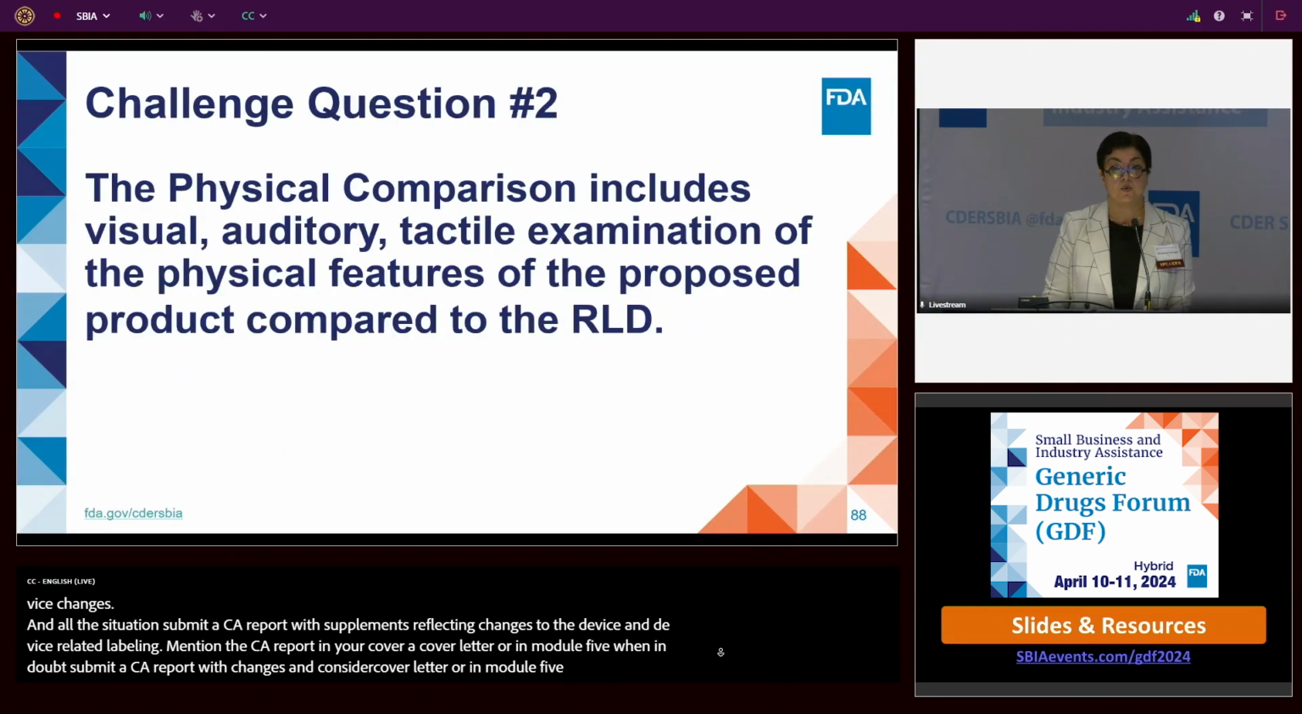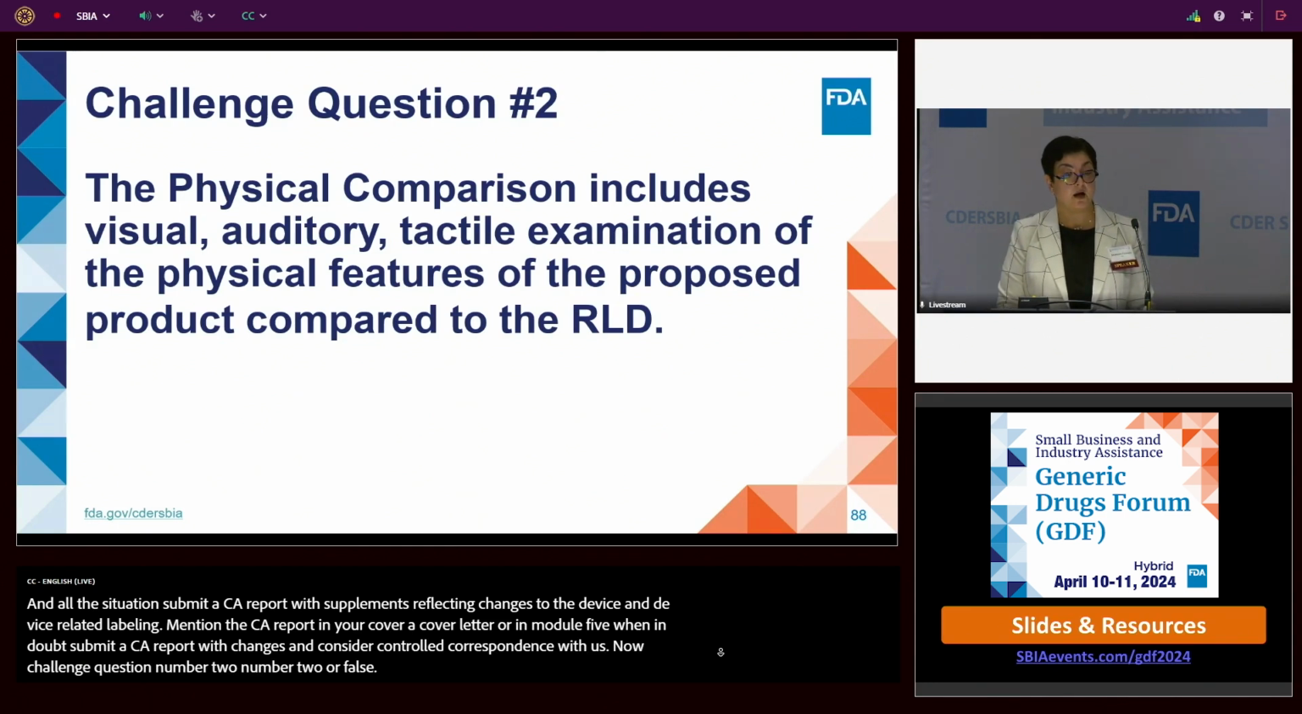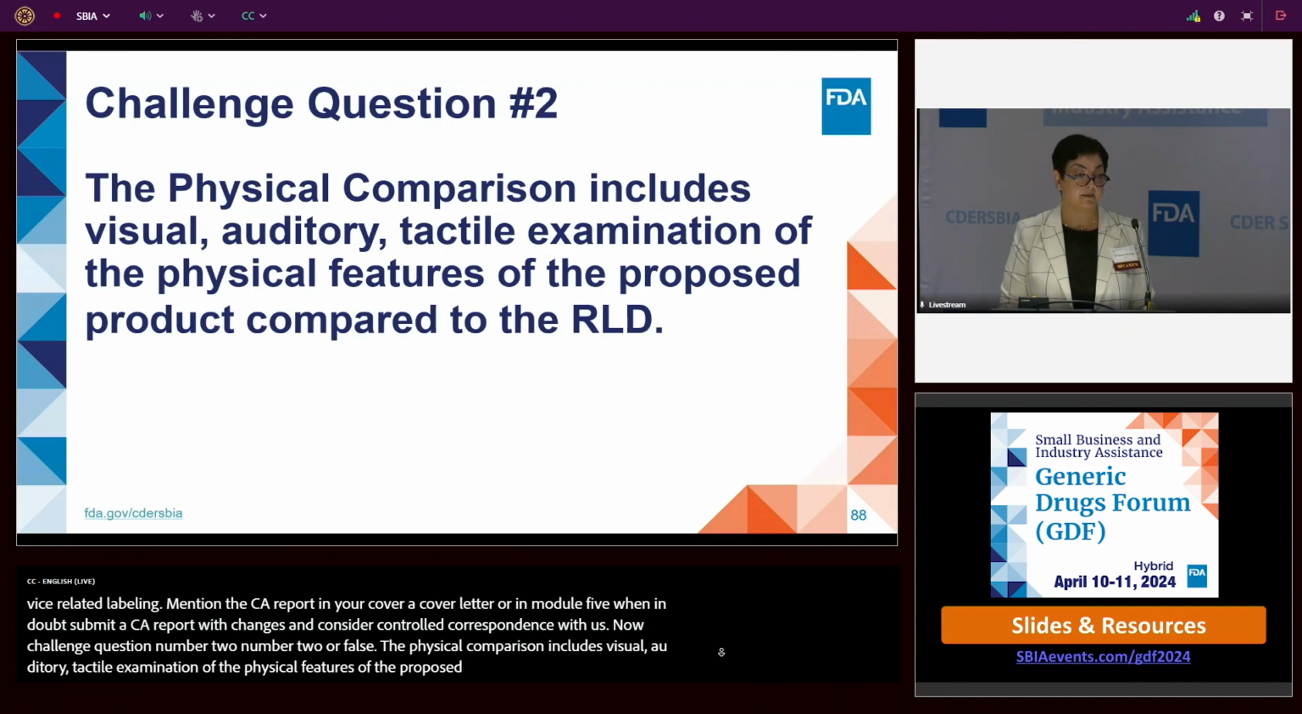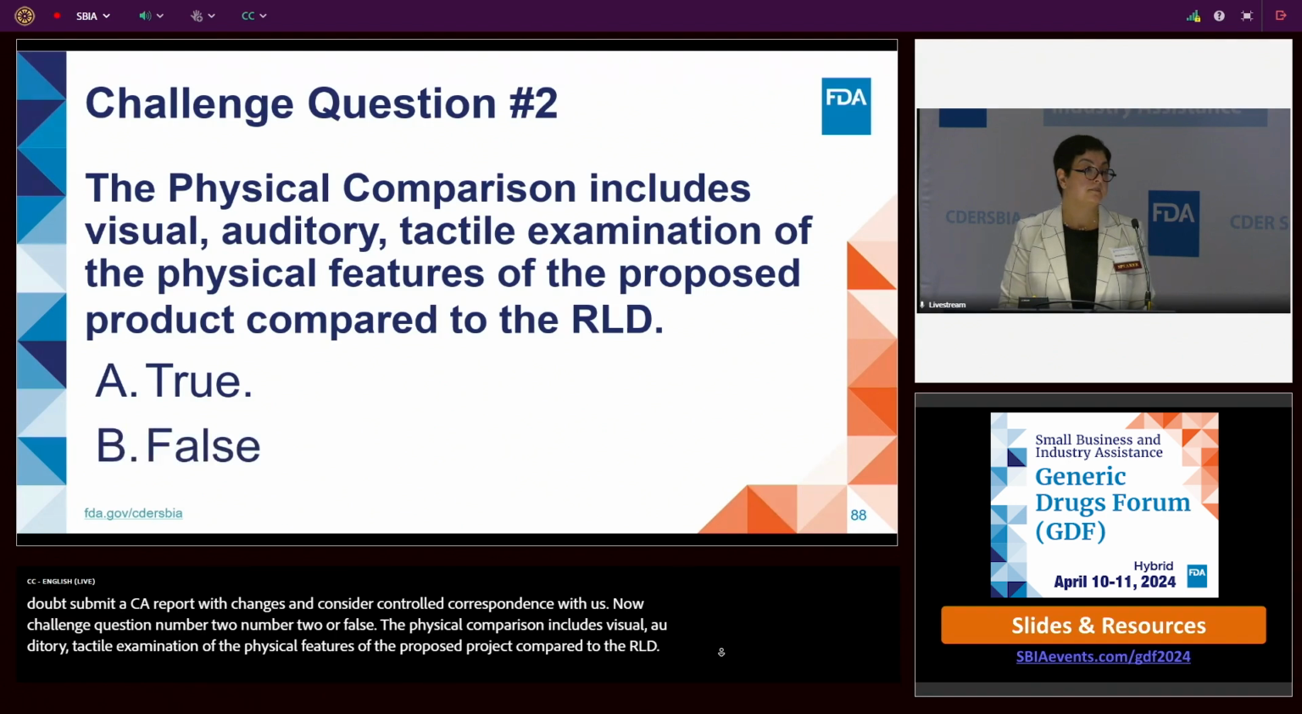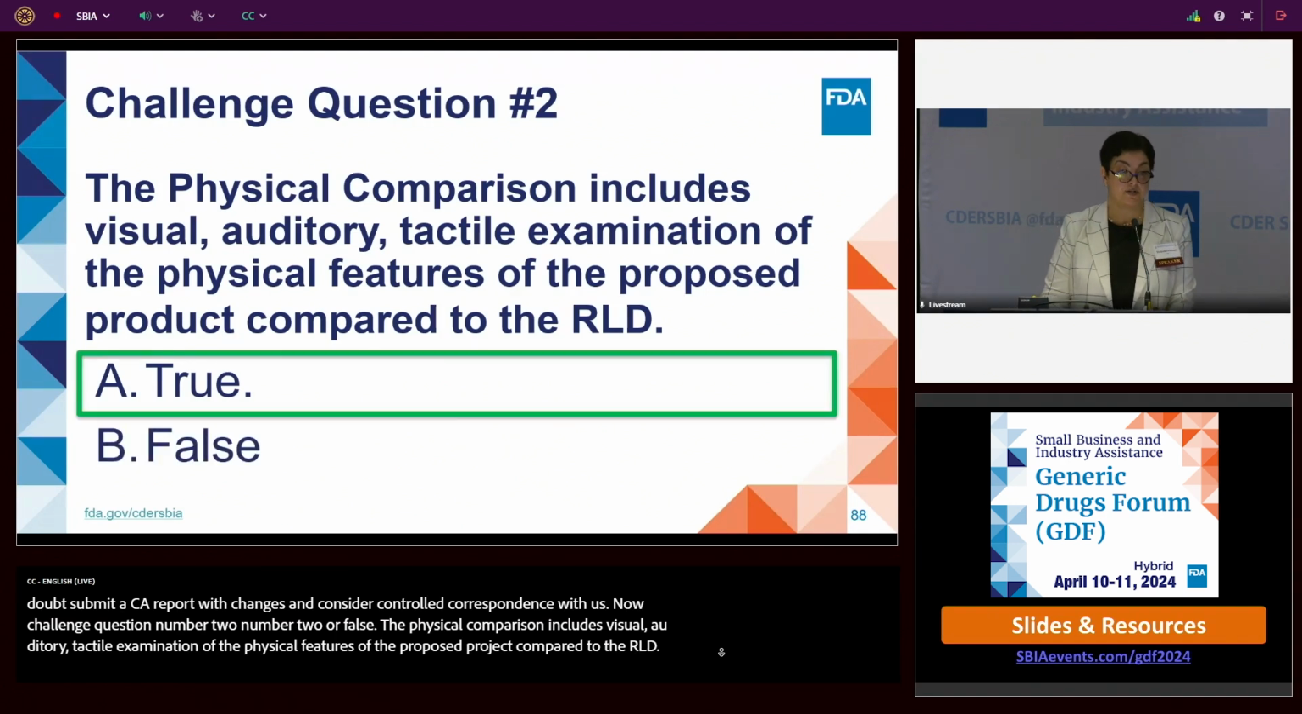Now, time for challenge question number 2, true or false. The physical comparison includes visual, auditory, tactile examination of the physical features of the proposed product compared to the RLD. Of course, the answer is true.